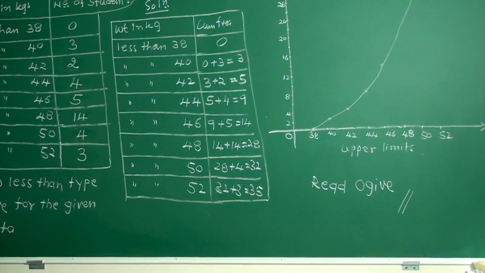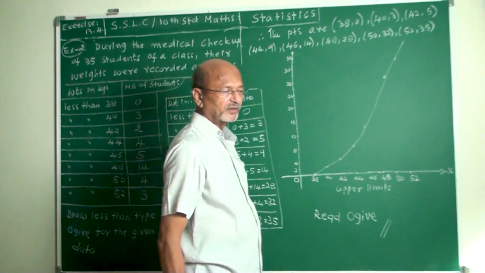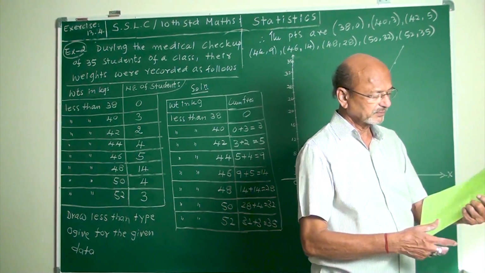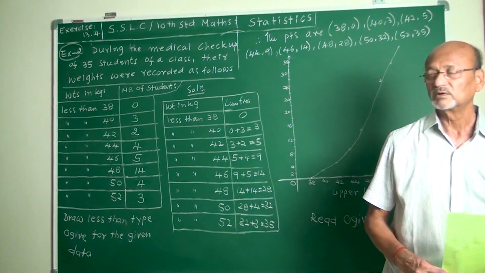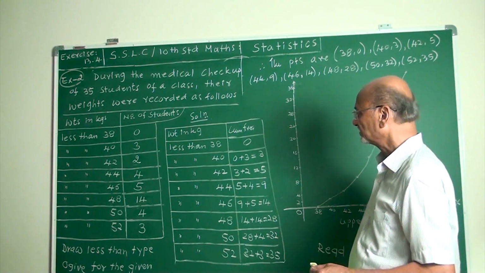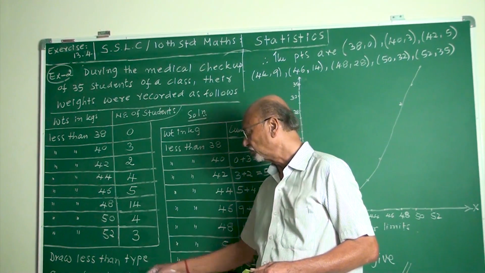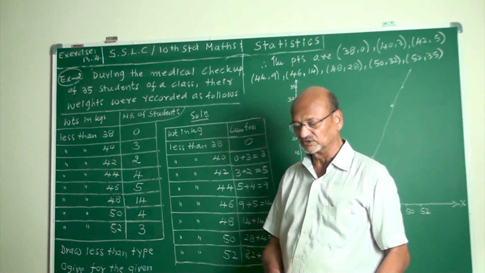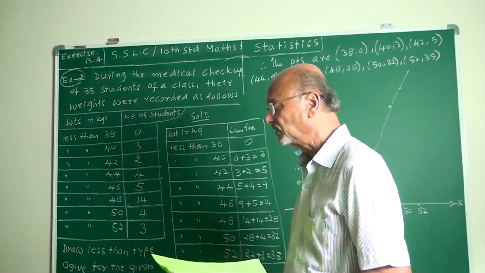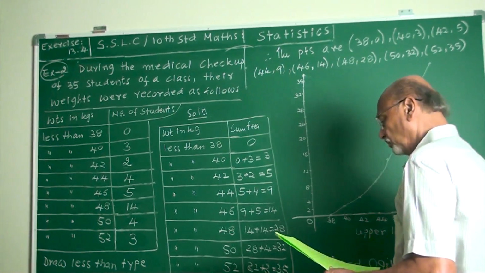This is the second Ogive. Then there is one more example, my friends, example number 3 of the same. In that case, instead of less than, I do one example with a more than type here. More than type Ogive. Yes, my friends, third example, same 13.4 with more.